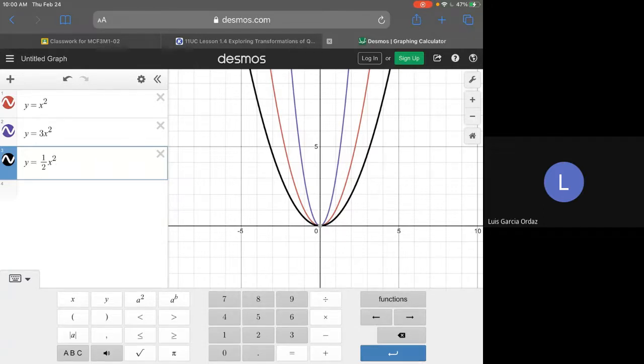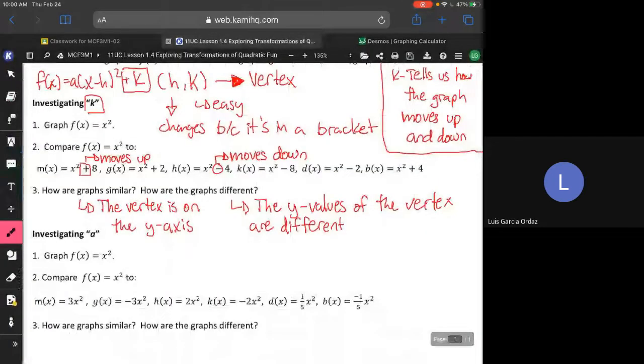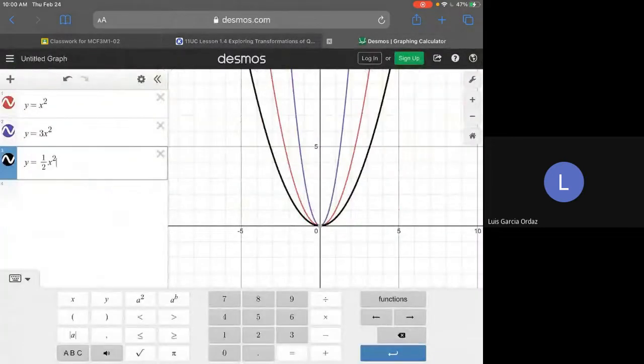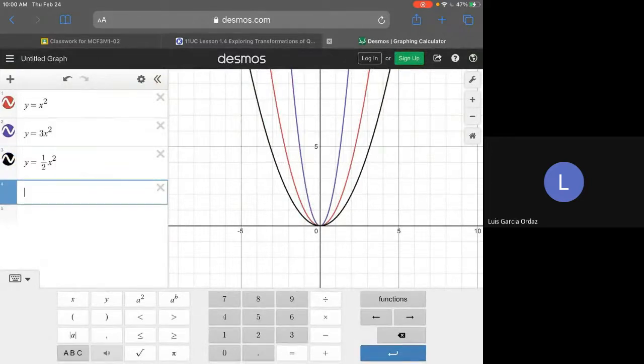Now, the other thing about the a value is there can be an a value that is negative. When we have a negative in front of, let's say, 3x squared, what do you guys think the graph is going to do? If I add a negative in front of the 3. Jade, you said it? It's going to go down. So when I add a negative in my a value, that tells me my graph is going to open down.